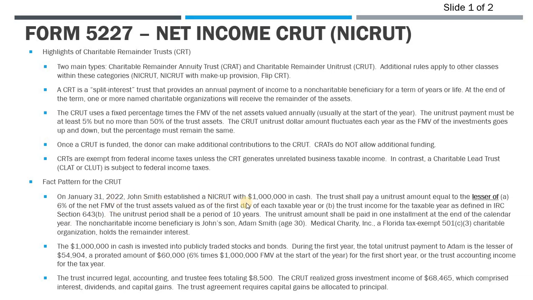We have John Smith. He sets up this net income CRUT by putting in $1 million in cash. And the trust agreement says that the trust shall pay a unitrust amount equal to the lesser of 6% of the net FMV of the trust assets as of the first day of each year, or the trust income for the taxable year as defined under the tax code. The unitrust period shall be for a period of 10 years. The amount shall be paid in one installment each year at the end of the calendar year.